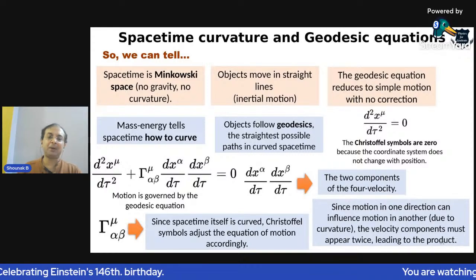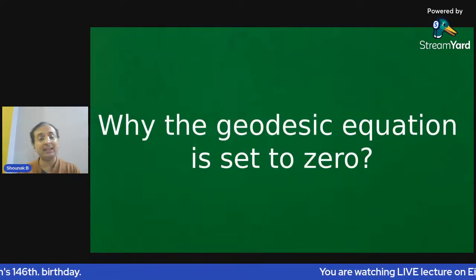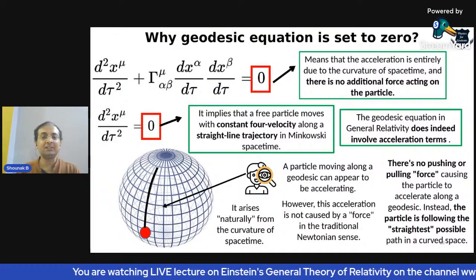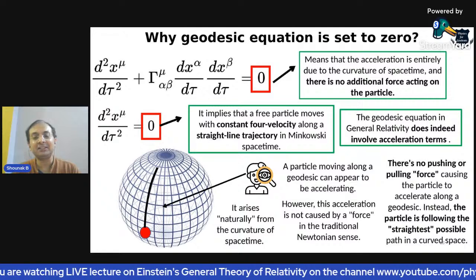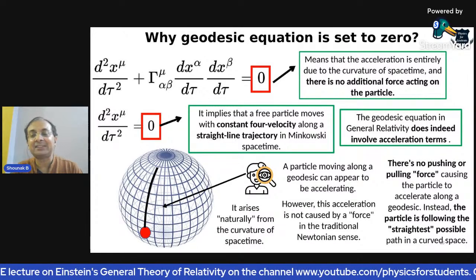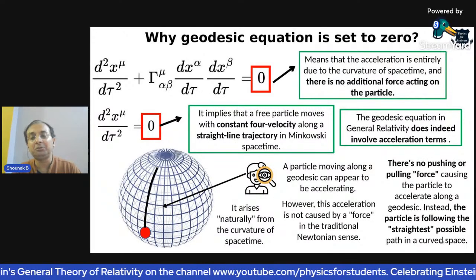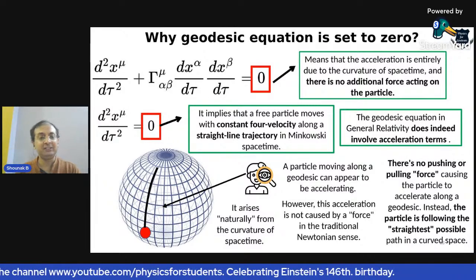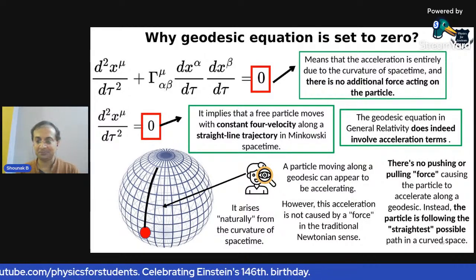Coming to the last part of our discussion, which is why the geodesic equation. I told you that the geodesic equation is set to 0. The answer is very simple. The geodesic equation being set to 0 means that the acceleration is entirely due to the curvature of space-time, and there is no additional force acting on the particle.